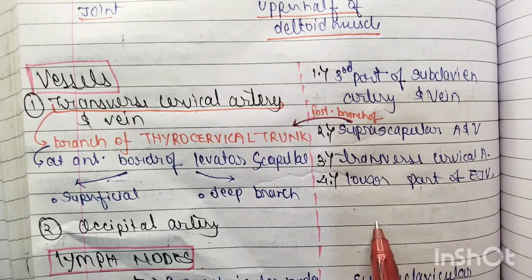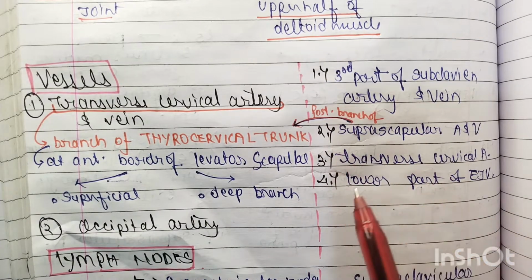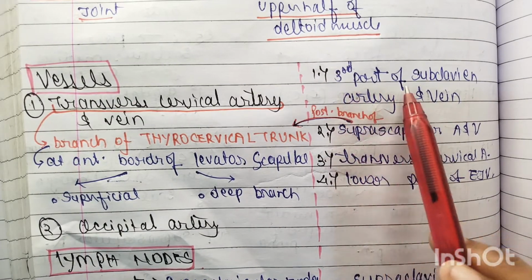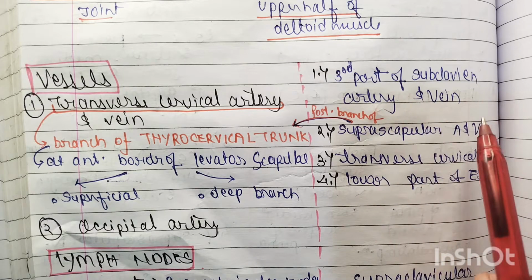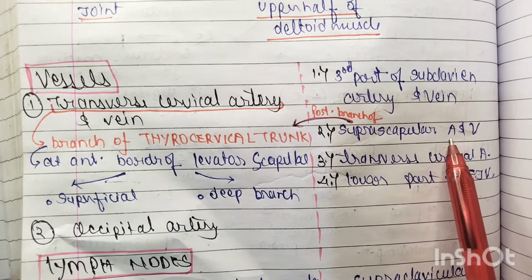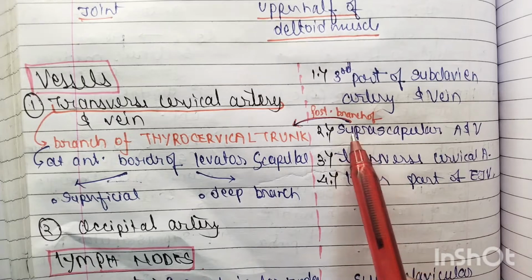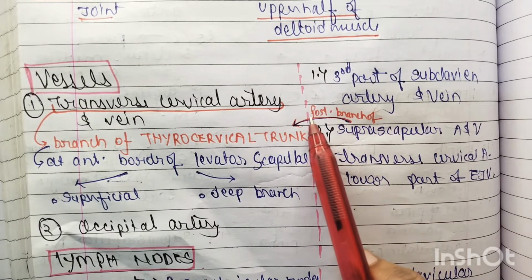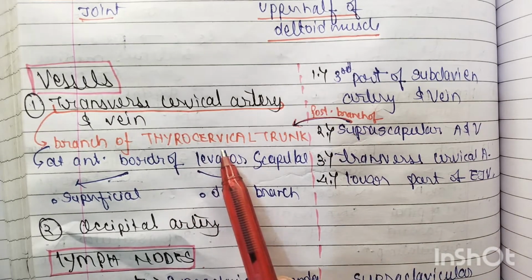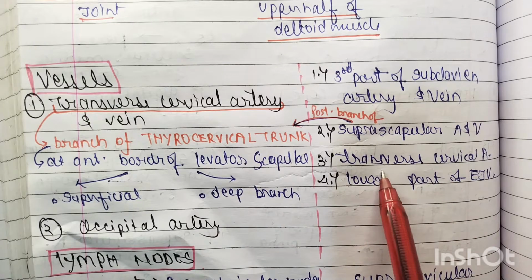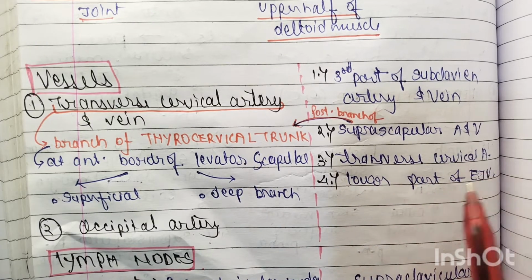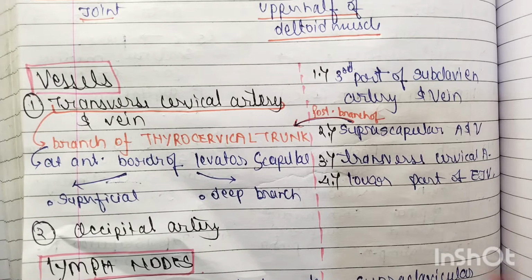Coming to the subclavian part. The subclavian part has four vessels. First is the third part of the subclavian artery and vein, then the suprascapular artery and vein. Now this suprascapular artery is again a branch of the thyrocervical trunk. You have to remember this. Then the transverse cervical artery is there, and the lower part of the external jugular vein.